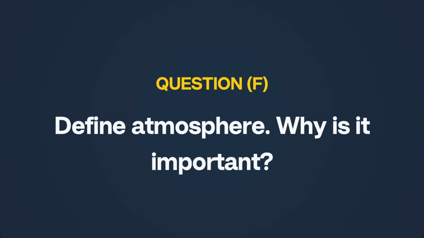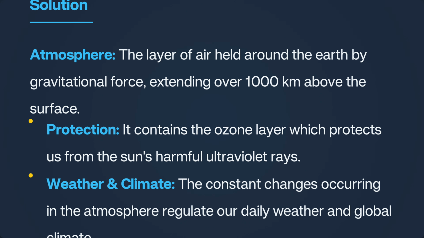Question F. Define atmosphere. Why is it important? Let's understand the answer. Answer. The atmosphere is the layer of air held around the Earth by gravitational force, extending over 1,000 kilometers above the Earth's surface. The atmosphere is important because it contains the ozone layer, which protects us from the sun's harmful ultraviolet rays. It is also responsible for regulating our daily weather and the Earth's climate through constant atmospheric changes.